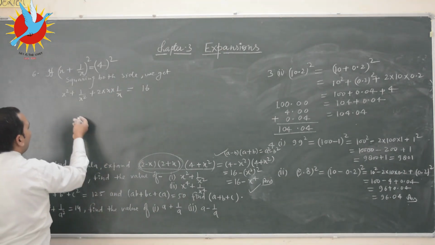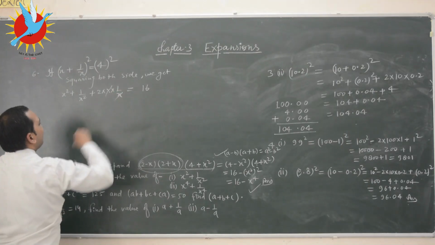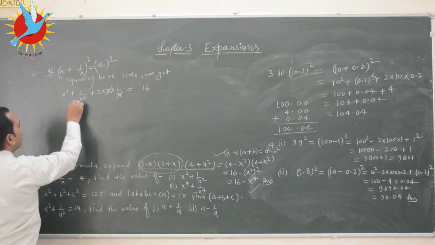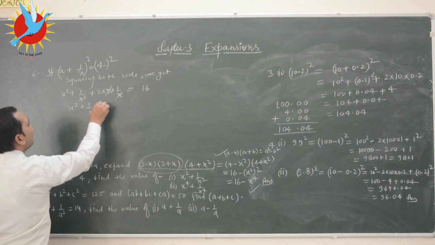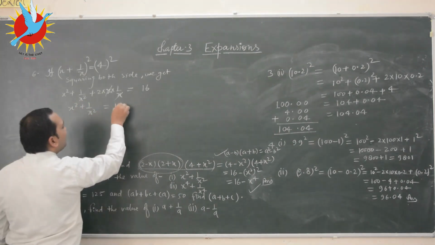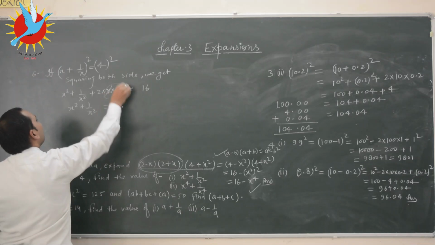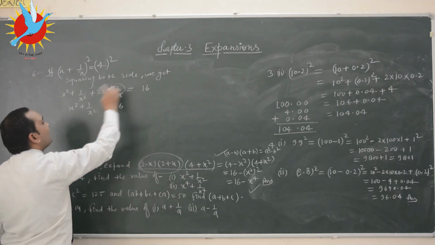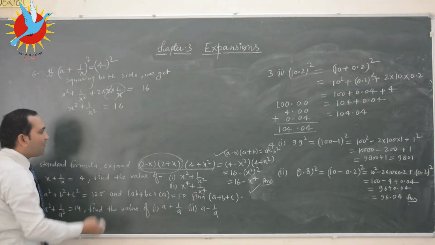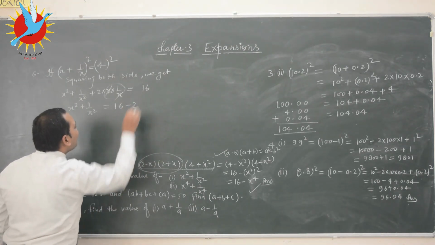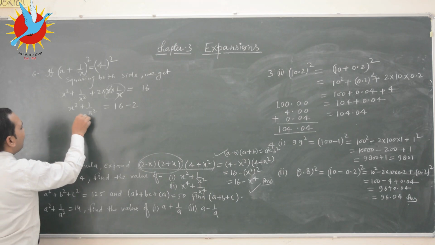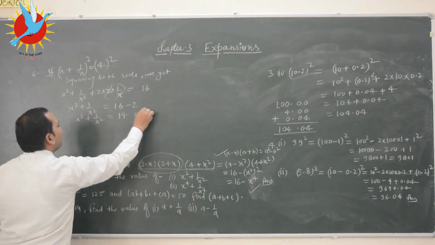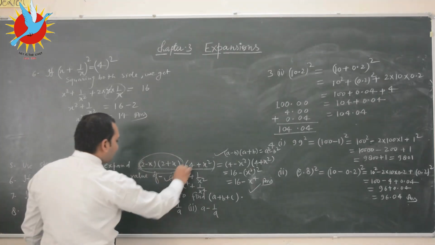So here x and x cancel, one is numerator, other is denominator, so x square plus 1 upon x square is equal to 16, and plus 2 (1 into 2, 2 ones are 2) when we transpose from one side to other, it will be minus 2. So the value of x square plus 1 upon x square is equal to 14. So this will be the answer.